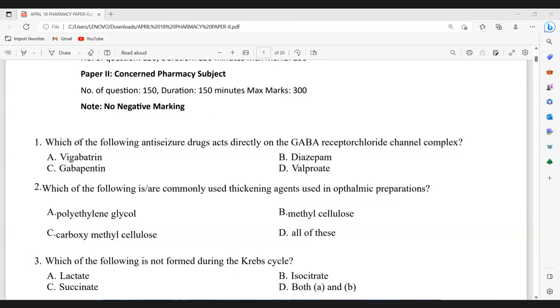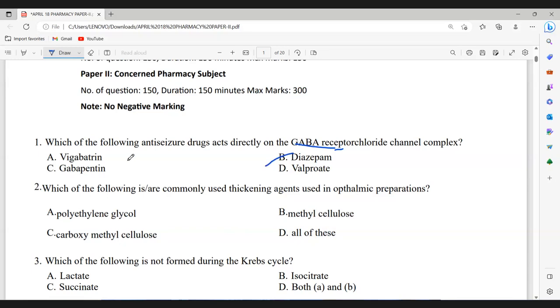So our first question is, which of the following anti-seizure drugs acts directly on GABA receptor, the GABA receptor chloride channel complex? So first answer, your correct answer is diazepam.